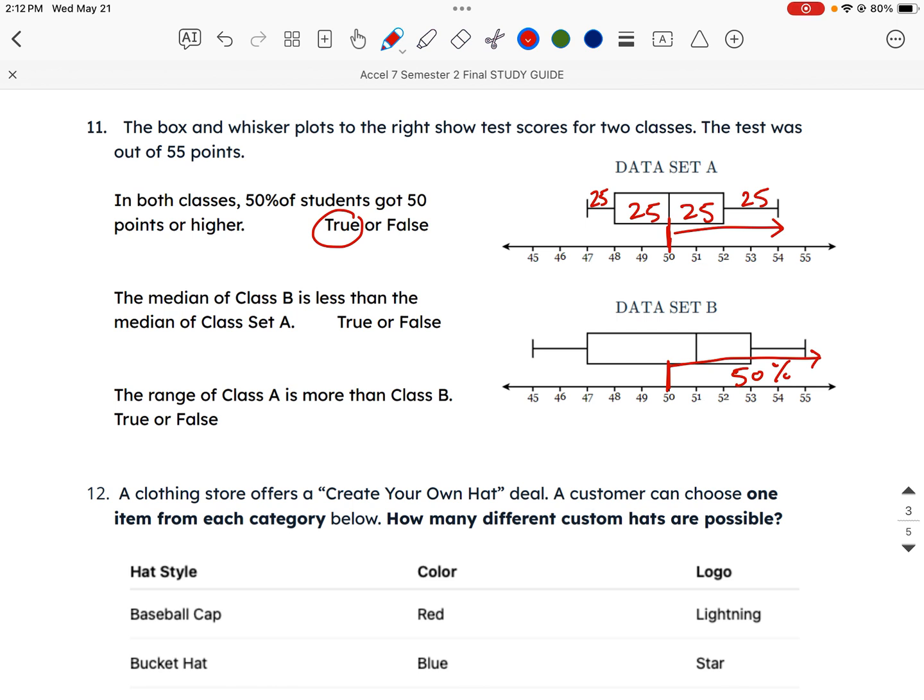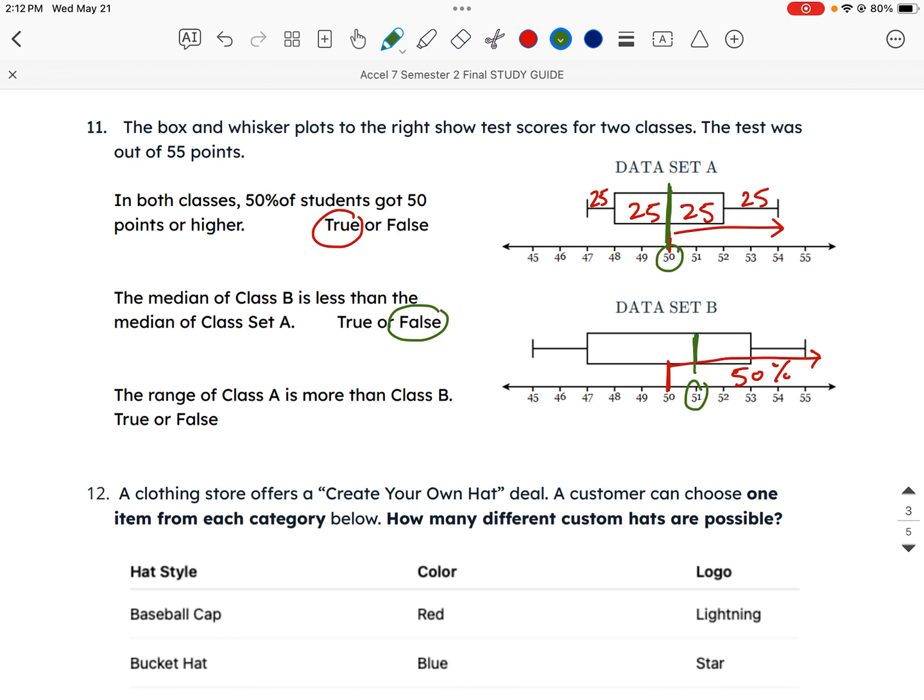The median of Class B is less than the median of Class A. Remember, median is right here in the middle. So this would be 50, and this one would be 51. It's saying Class B is less. No, it's more. It's 51, so that's going to be false.